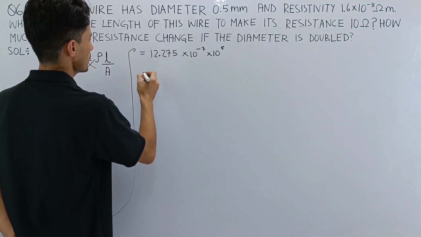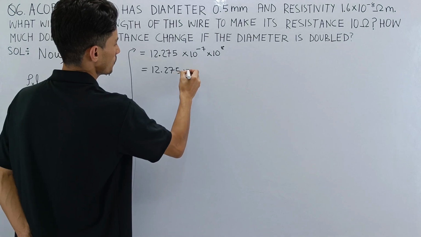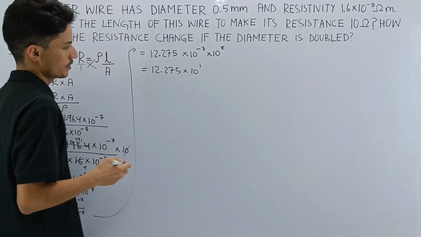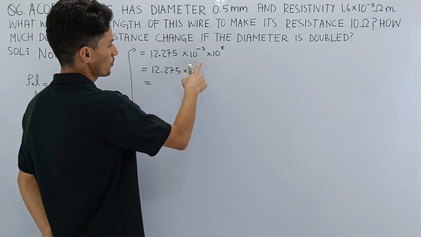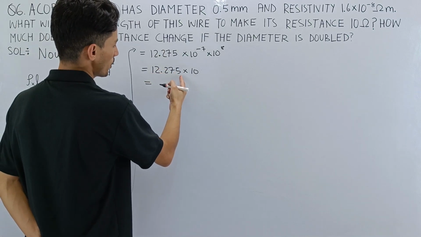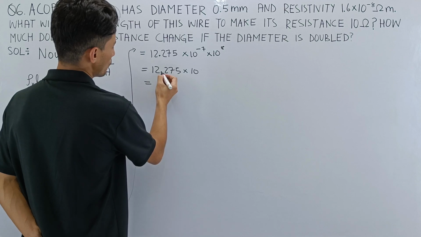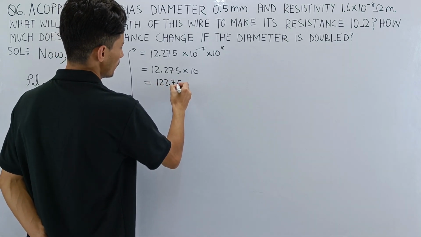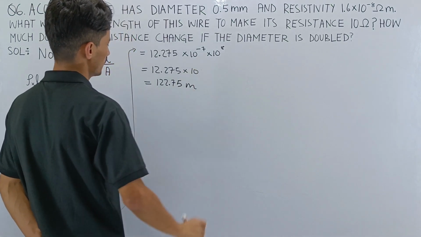Okay, so in this case, what you're getting: 12.275 into 10 to the power 1. This is positive 8, this is negative 7. So 8 minus 7, 1. Okay, so 10 to the power 1 means 10 only. So you multiply 12.275 with 10, and what you'll get? You get 122.75. Okay, this was length, so it will be in meter.